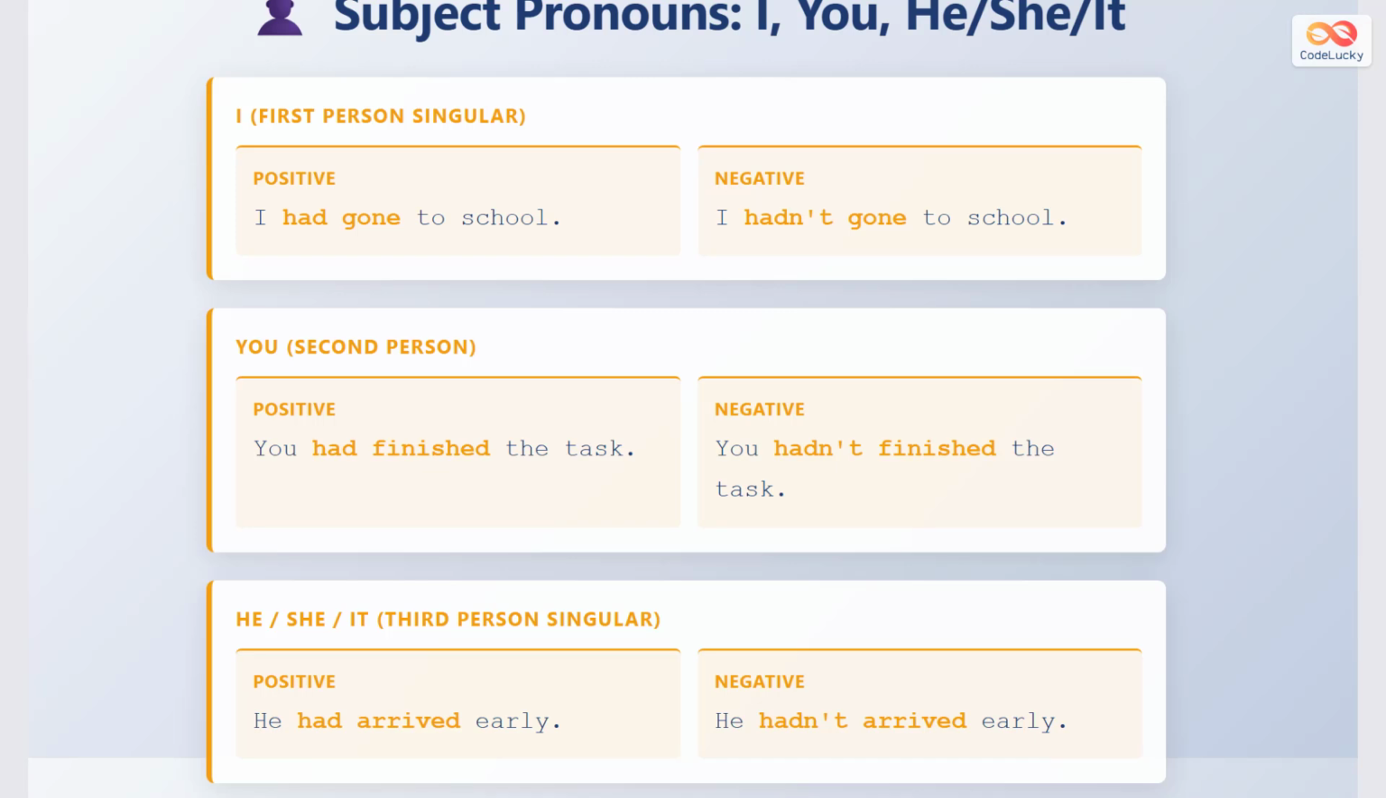Now let's see how different subject pronouns work with past perfect negative. For I, we say I hadn't gone to school. For you, we say you hadn't finished the task. For he, we say he hadn't arrived early. For she, we say she hadn't arrived early. For it, we also say it hadn't arrived. Notice that all these subjects use the same hadn't form. There are no changes based on the subject.